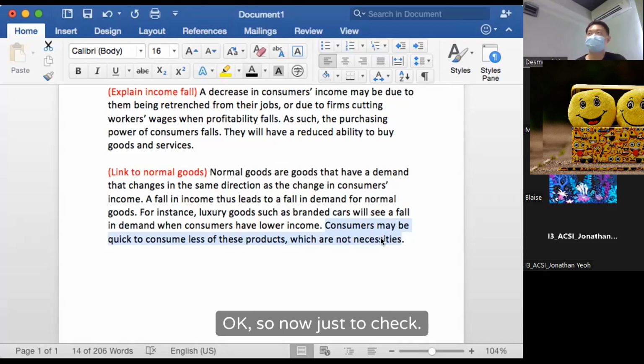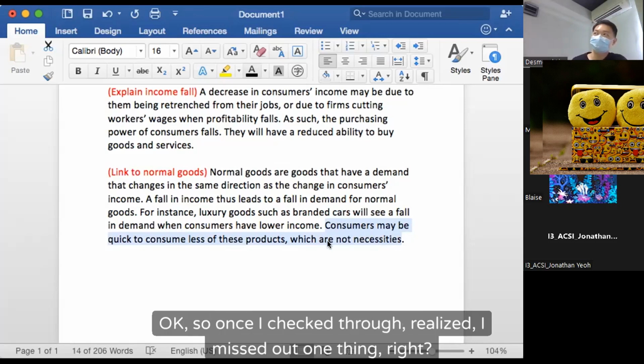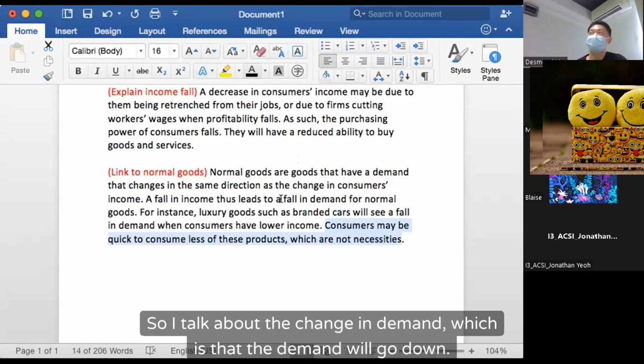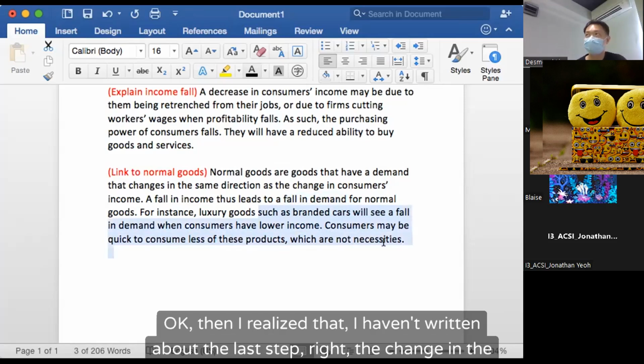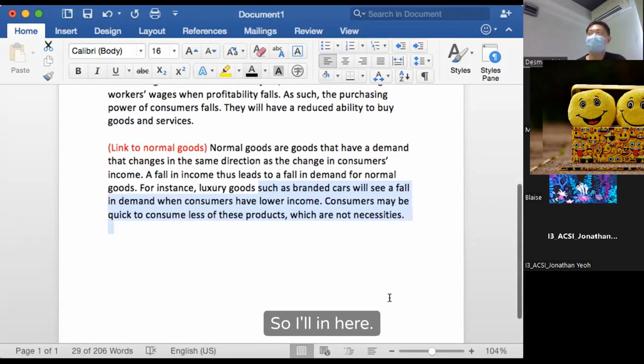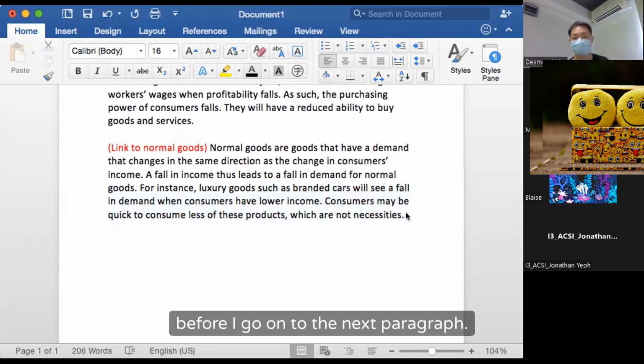Now just to check, once I check through, I realized I missed out one thing. I have talked about the change in demand, which is that the demand will go down. I've also explained further, so this one is still belonging to step two. Then I realized that I haven't written about the last step, the change in the diagram. So I'll add it in here before I go on to the next paragraph.